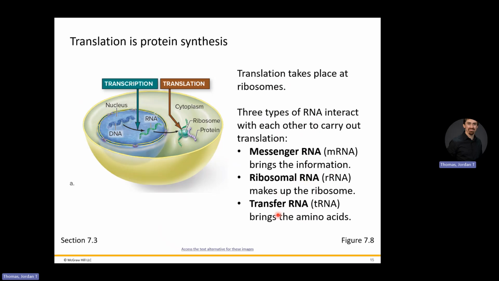And then we have transfer RNA. T for transfer because it's bringing the amino acids to the ribosome. It's bringing the building blocks. It's bringing the ingredients to the ribosome. So mRNA is the message, the instructions. rRNA is the ribosome, the factory that makes the protein. And tRNA is the transfer RNA, which brings the ingredients to the ribosome.